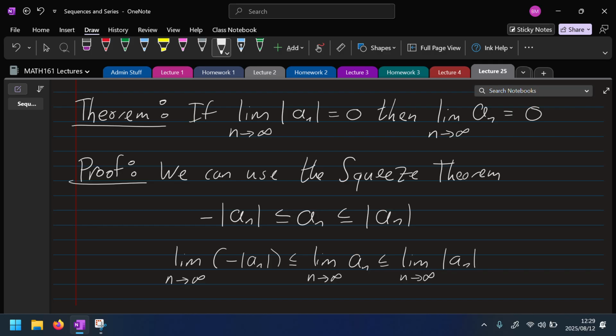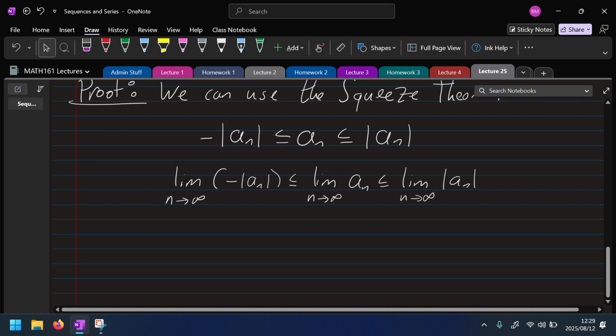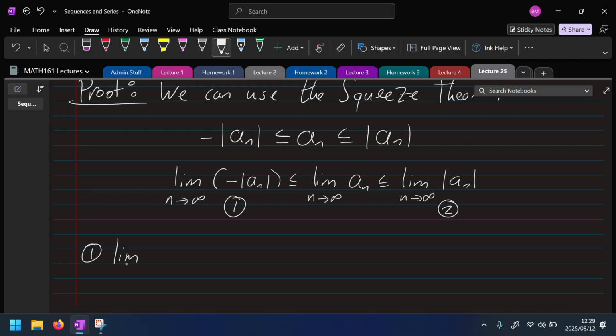Okay, so this sets up our squeeze theorem. We've got left, right, and middle. If the left and the right match, then the middle one also has that limit. So let's look at the left and the right. We'll call them 1 and 2. For number 1, we've got the limit as n goes to infinity of minus the absolute value of a_n. That minus 1 over there, we can take out of the limit. So it's going to be minus the limit as n goes to infinity of the absolute value of a_n.